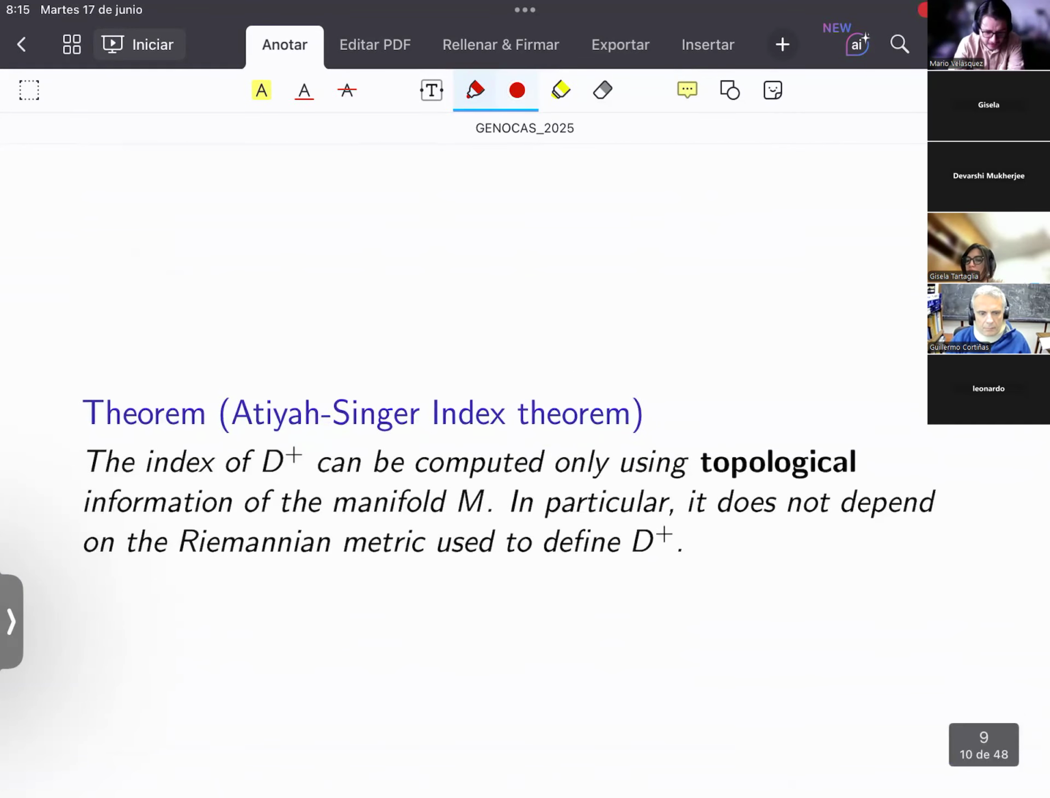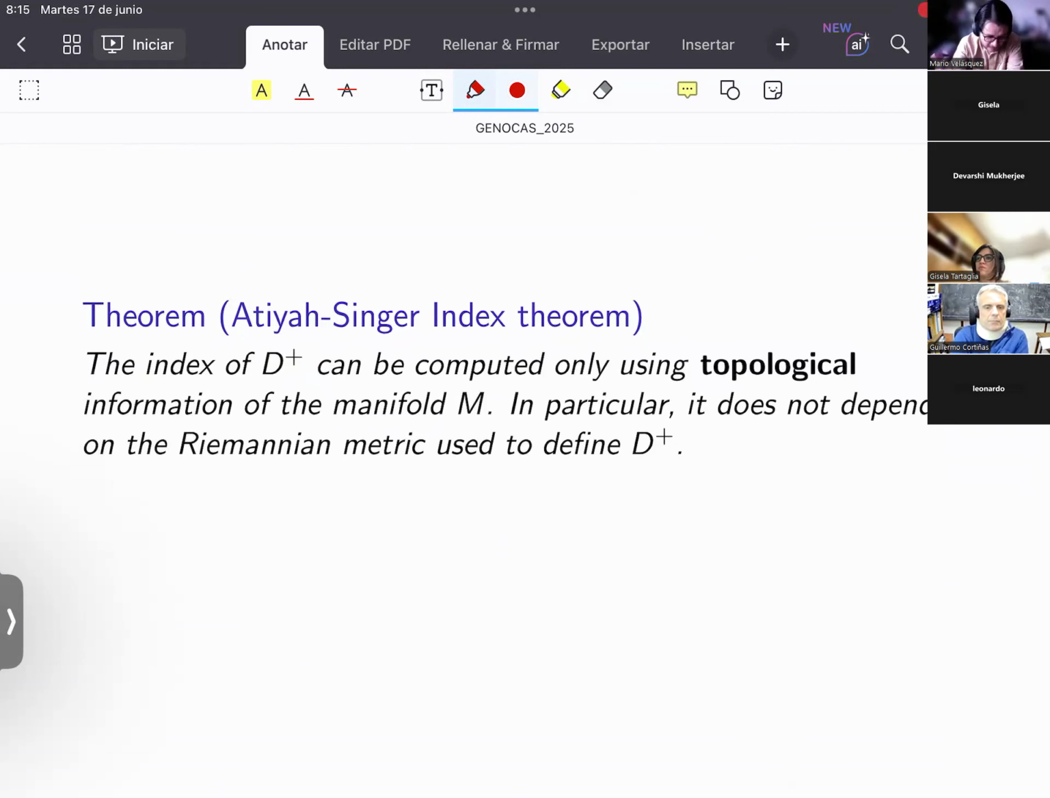We have this very famous theorem of Atiyah-Singer that tells us that the index of D plus can be computed only using topological information of the manifold M. And it is interesting because, in particular, it does not depend on the Riemannian metric used to define the operator D and the operator D plus. The index can be computed only using topological information of the manifold, as an integral of certain characteristic classes.